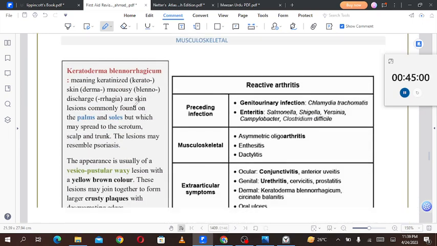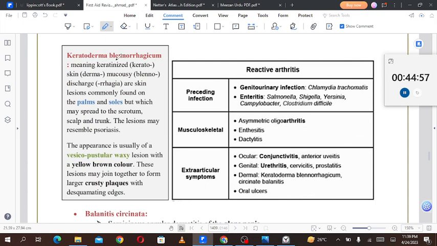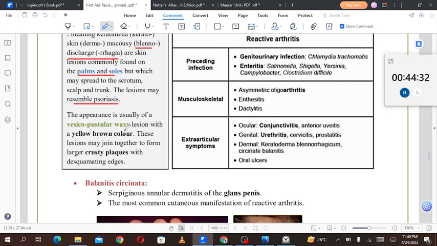Moving forward, we are going to talk about keratoderma blennorrhagicum. Keratoderma means keratinized skin, and blennorrhagia means mucosal discharge. These are skin lesions commonly found on the palms and soles, but which may spread to the scrotum, scalp, and trunk. The lesion may resemble psoriasis. The appearance is usually a vesicopustular waxy lesion with a yellow-brown color. These lesions may join together to form large crusty plaques with discrete edges.